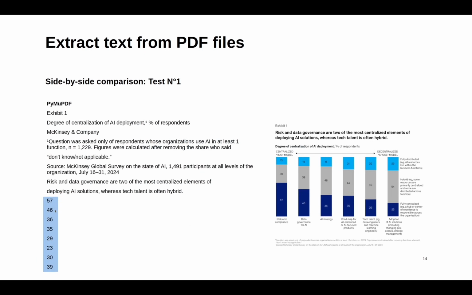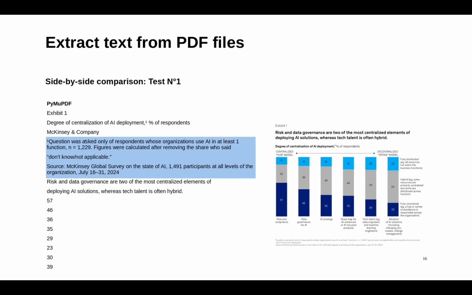Look at the numbers inside the chart. You can see that here we have 50, 57, 46, 36, and we see them here in the output. The problem is that each number is placed on a separate line. The words McKinsey and company don't appear in this image, which means that this text is extracted from another section.